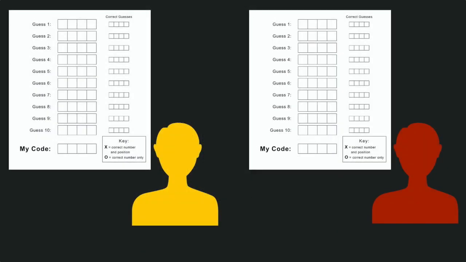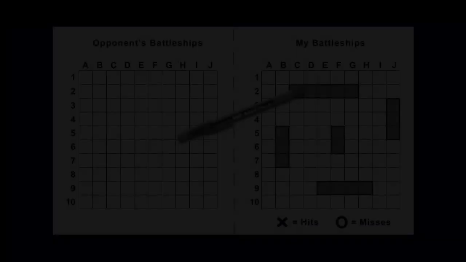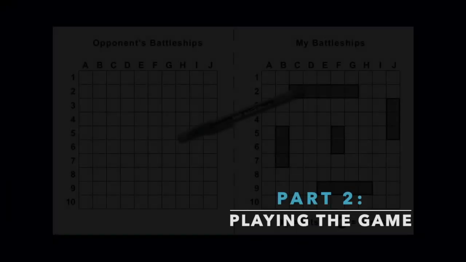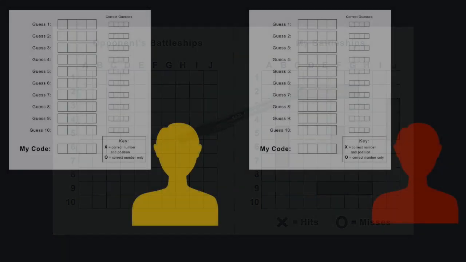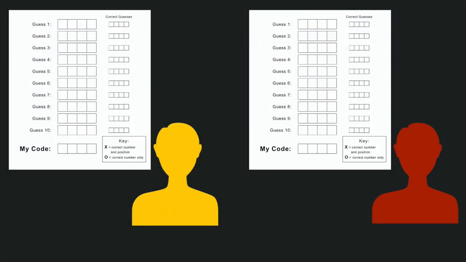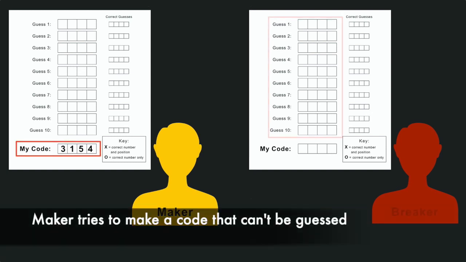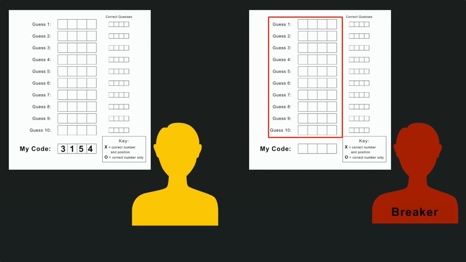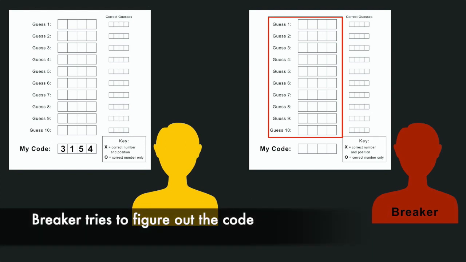After both players have created their game sheets, they are ready to start playing the game. The game of pen and paper Mastermind is a game where one player is trying to make a code and the other player is trying to break that code. The code maker tries to make a code that will stump the other player, and the code breaker gets 10 chances to try to break that code.